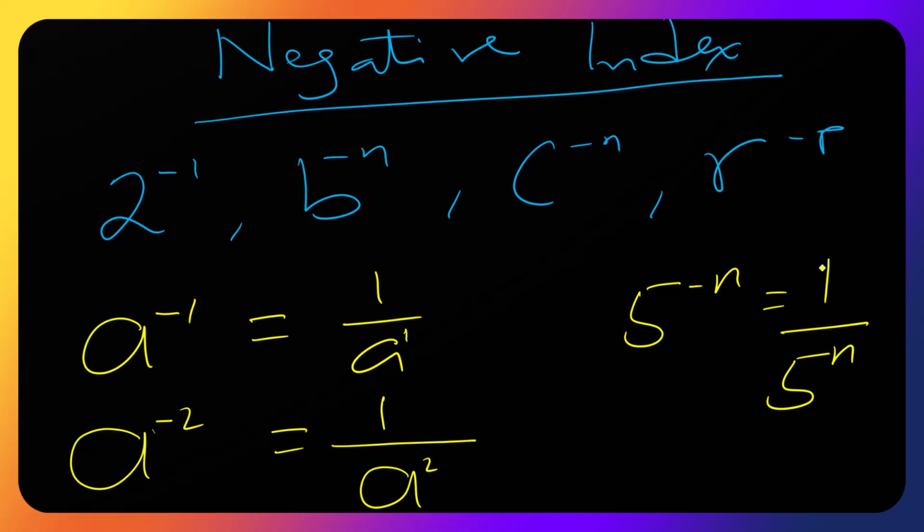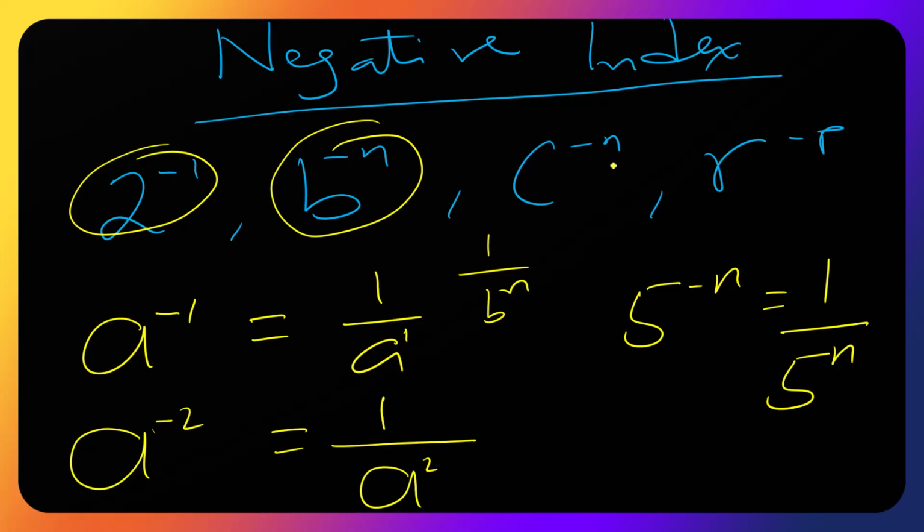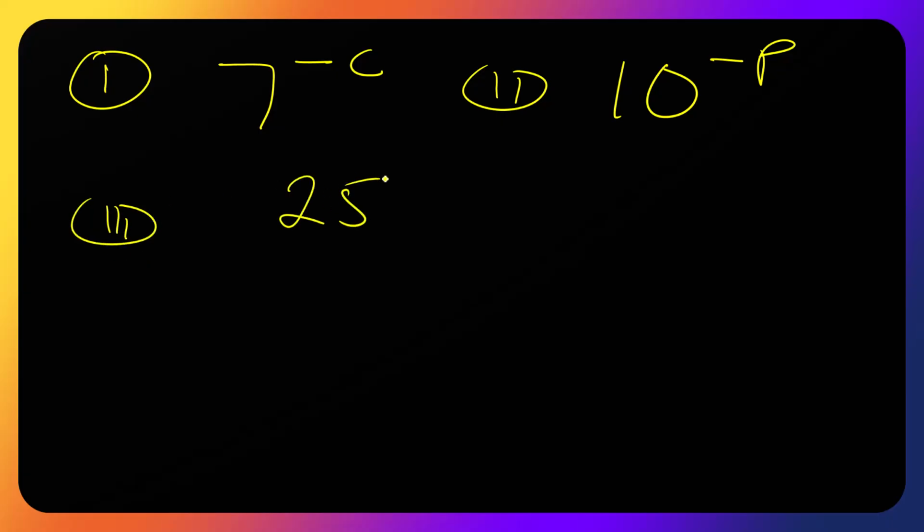So once you see 1 over, the negative will vanish, and you will have this one here. So this one will be 1 over b to the power of n, this one will be 1 over c to the power of n, and this one will be 1 over r to the power of p, and many more. So you can try the following: 7 exponent minus c, 10 exponent minus p, 25 exponent minus 7. So you can try them. All right.